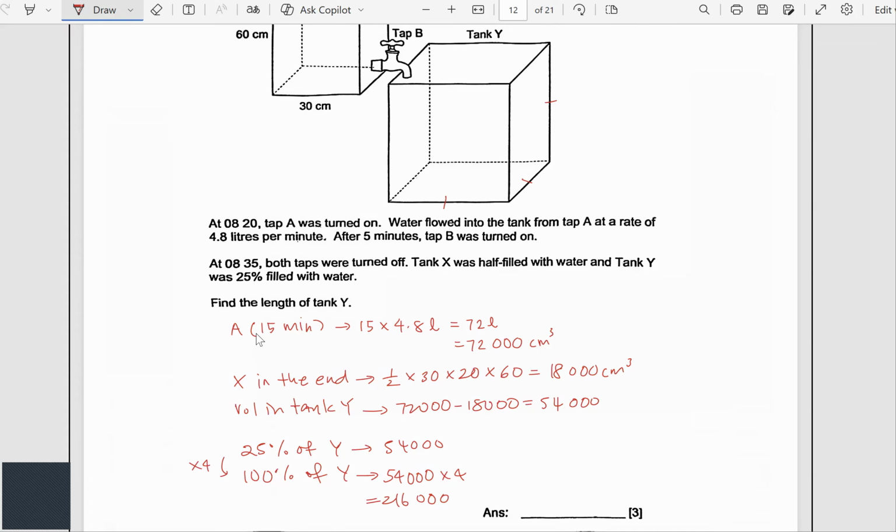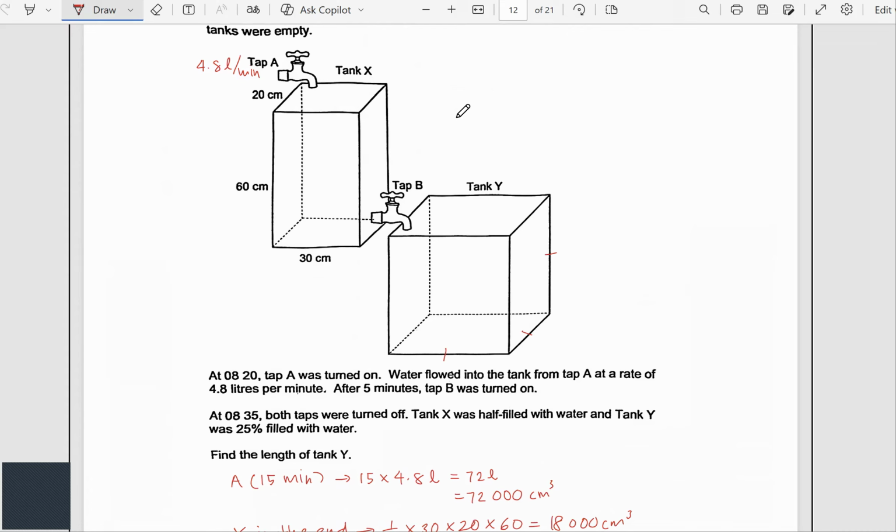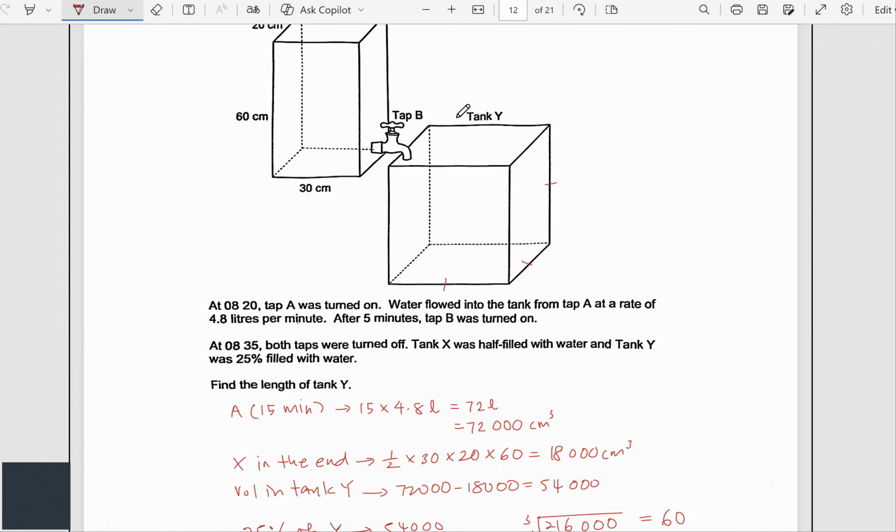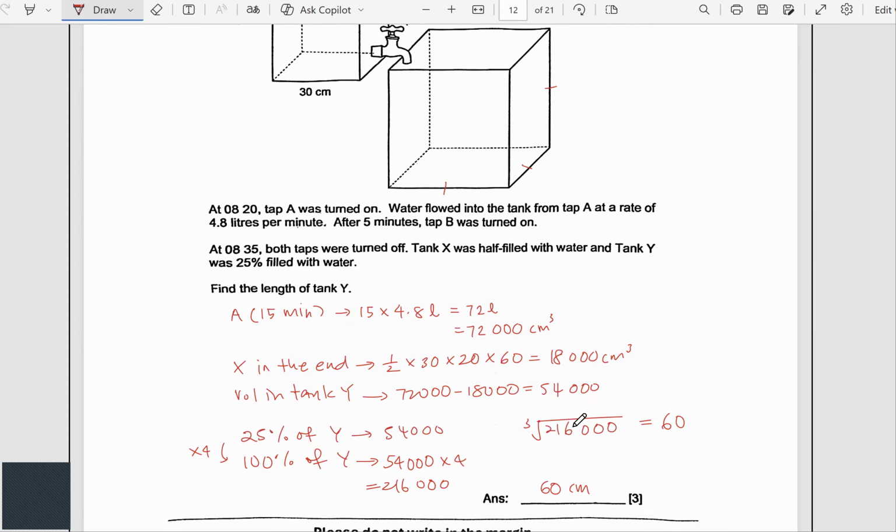You want to find the length, you have to cube root. Okay, first length times breadth times height. So this is 60. And you can only do this because it's a cubical tank. So if you didn't read the question, didn't realize that this is actually a cube, then you wouldn't be able to find the answer because you wouldn't know it's cube root. Okay, so read the question.